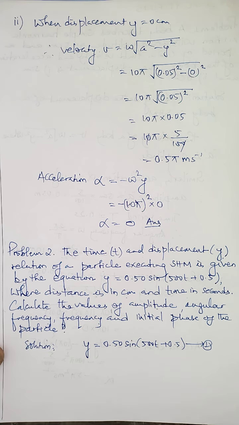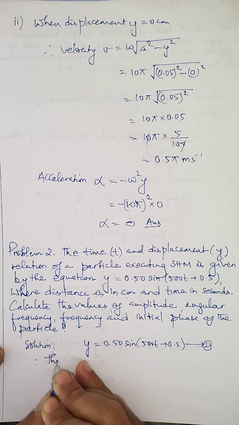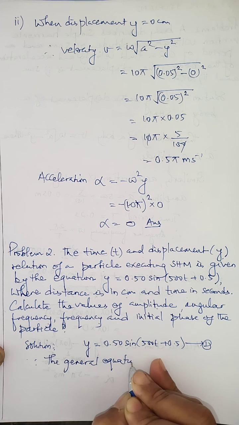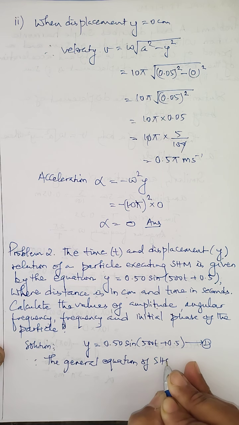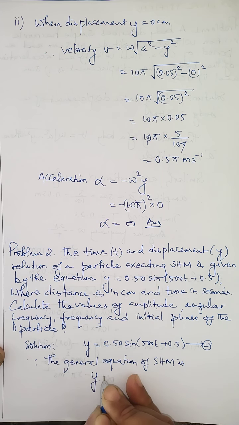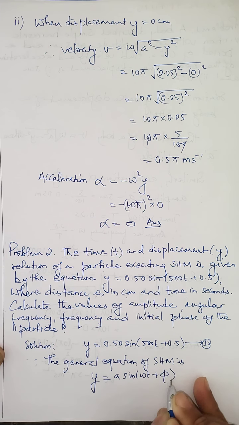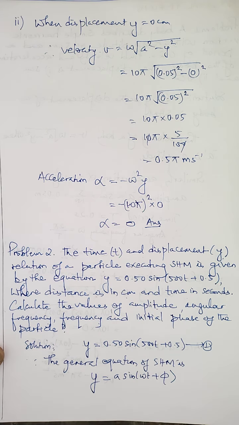In order to calculate the values, we can compare this equation with the general equation of simple harmonic motion. So let me write down the general equation. Simple harmonic motion is given by y equals a sine omega t plus phi. Yes, children, we have done this part already in the last class. The displacement equation in simple harmonic motion can be expressed in terms of this phi, called initial phase or epoch. So this is equation number 2. Now we can compare these two equations and calculate the values.